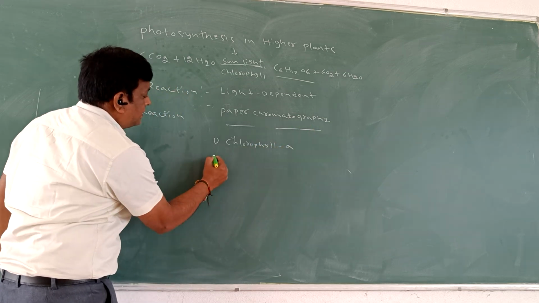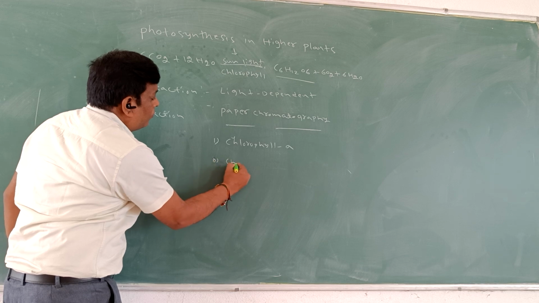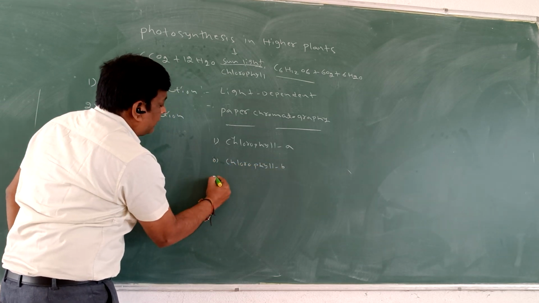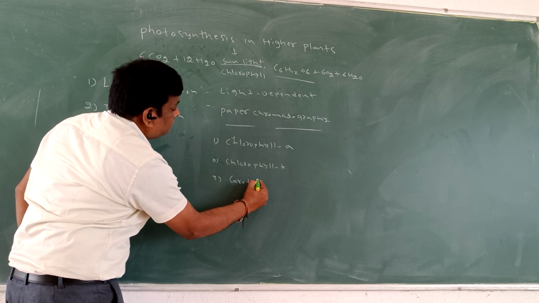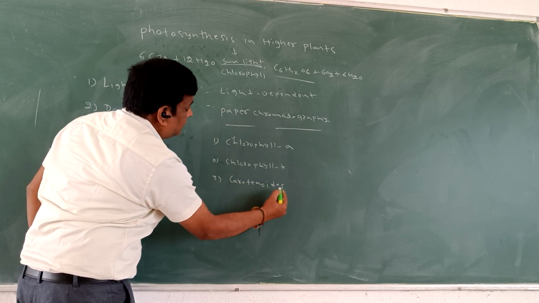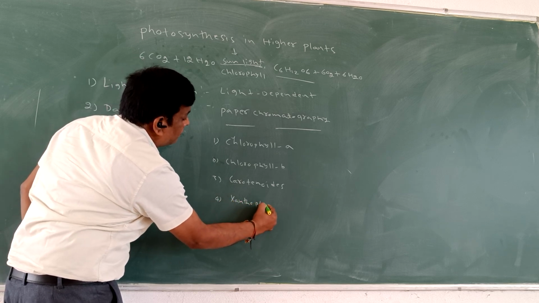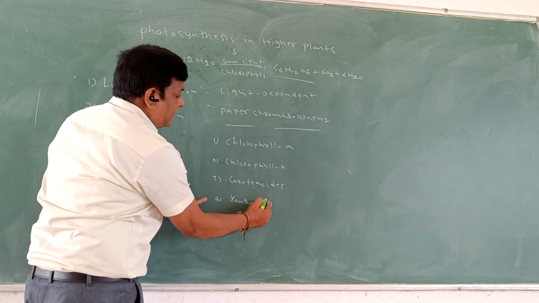Chlorophyll A, and the second pigment is chlorophyll B, and the third is carotenoids, and the fourth one we can take is xanthophyll. These four pigments are identified basically.